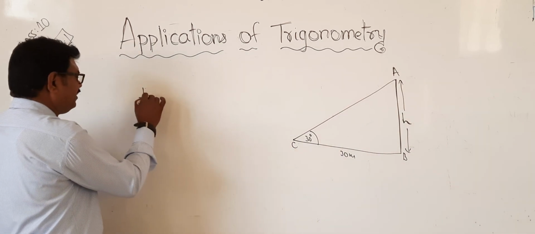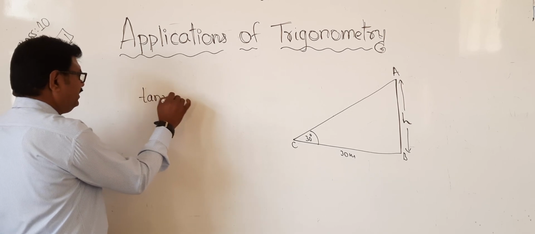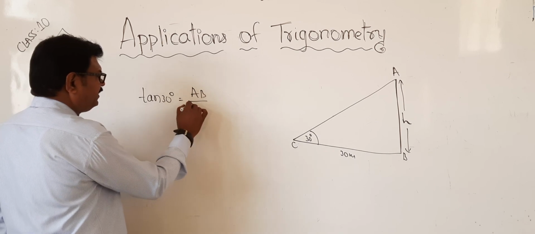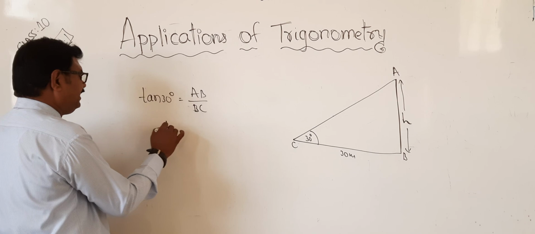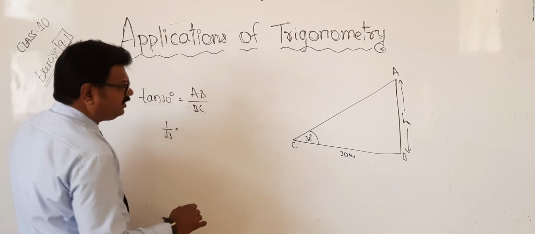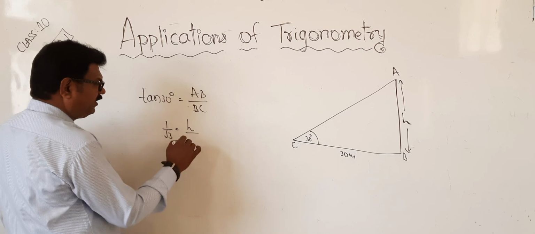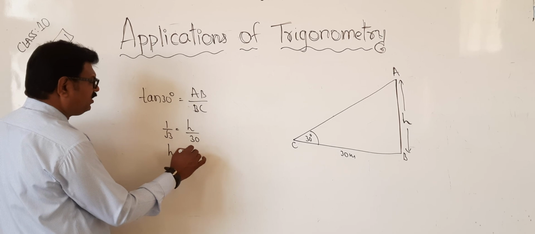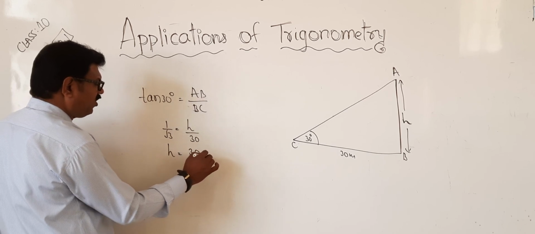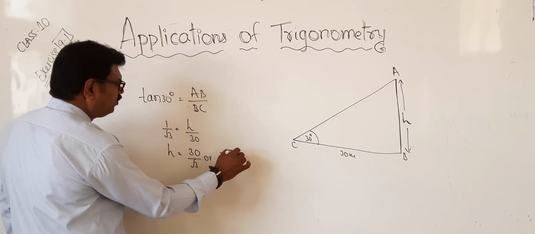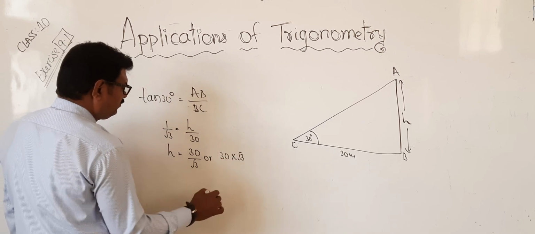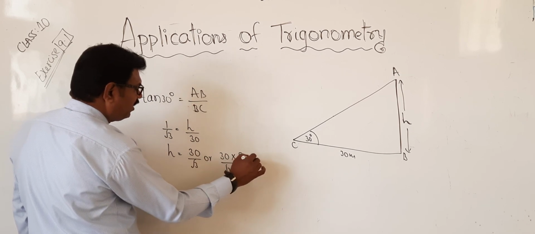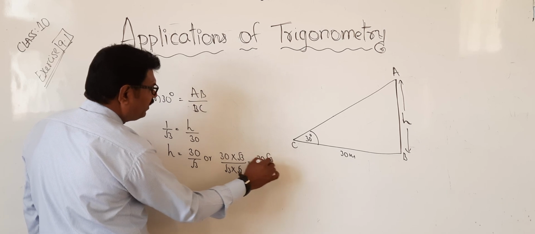Therefore, directly you can take tan 30 equals opposite by adjacent, that is AB by BC. Tan 30 is 1 by root 3, equals h divided by 30 meters. Therefore, h is equal to 30 divided by root 3, or 30 into root 3 divided by root 3 into root 3, or 30 root 3 by 3.